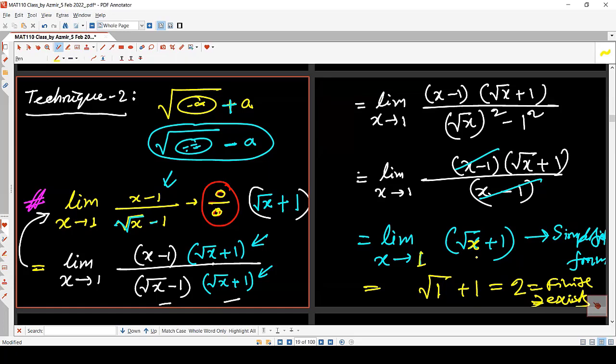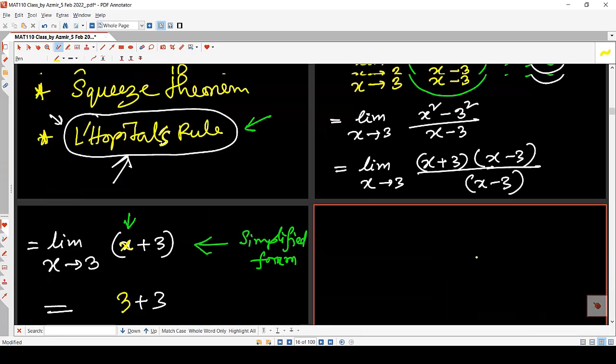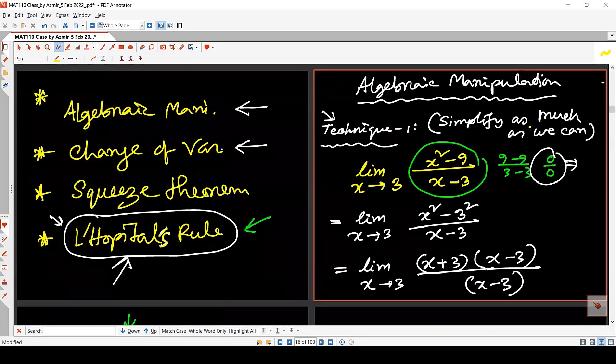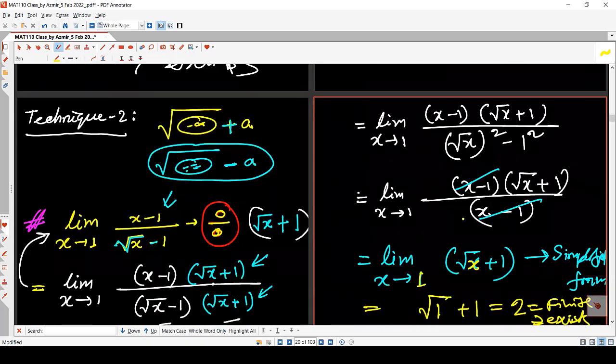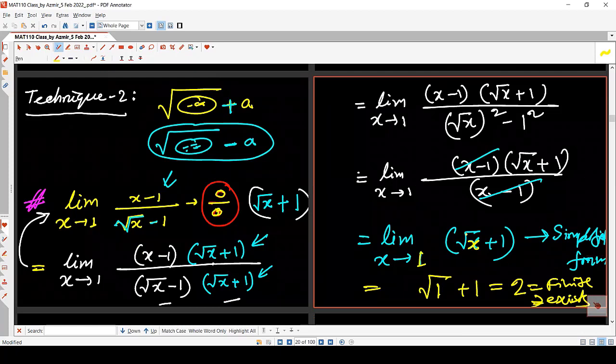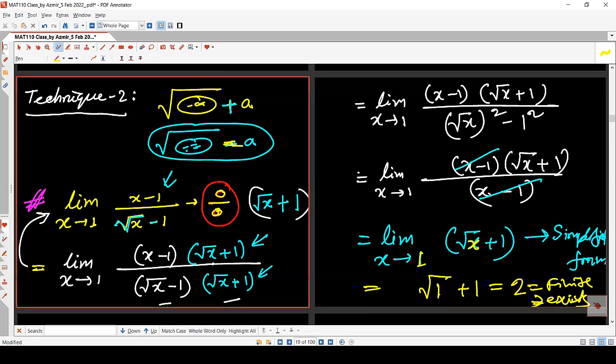So remember, in technique 1, what we have learned, we have to simplify as much as we can. Same thing we have done here. We are simplifying as much as we can. And this is the simplified form. But at the same time, we have understood another thing. That is, if we have a square root plus something, we multiply the opposite similar term both in numerator and in denominator.